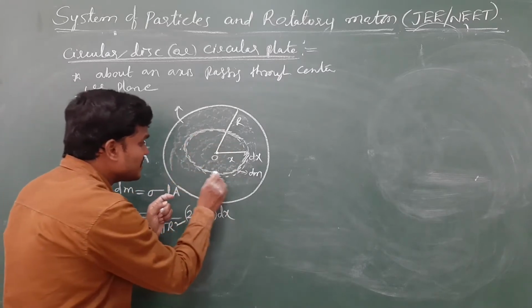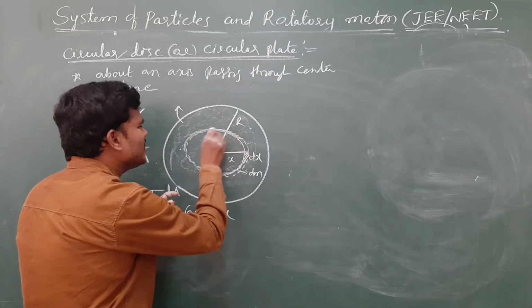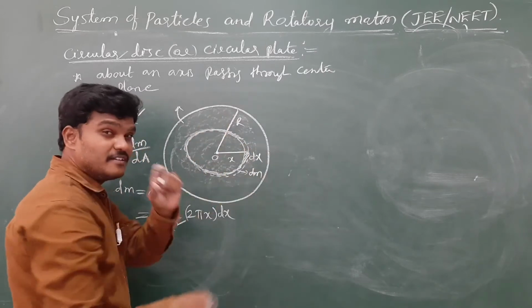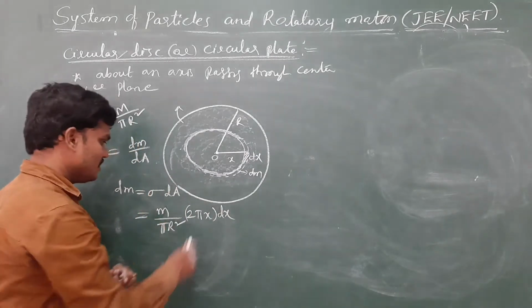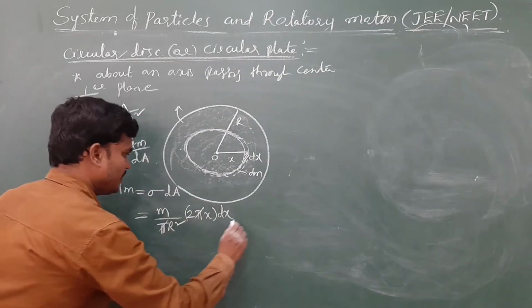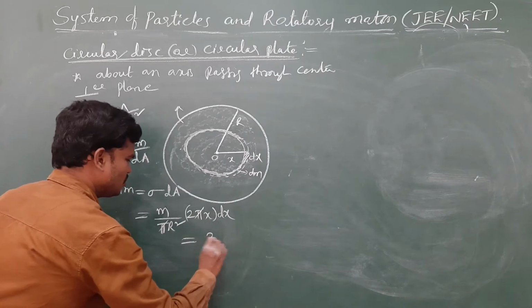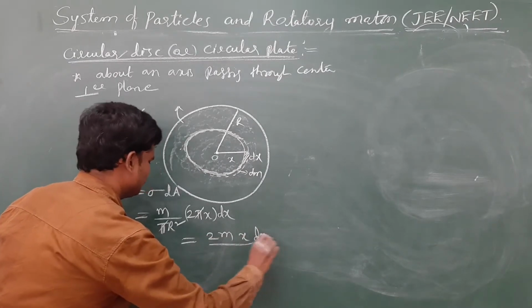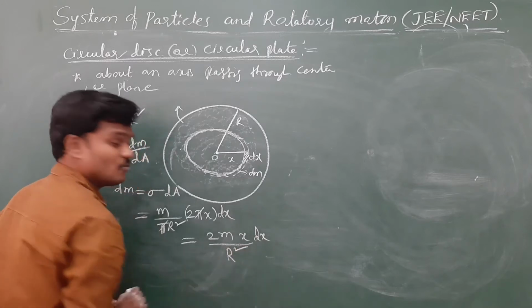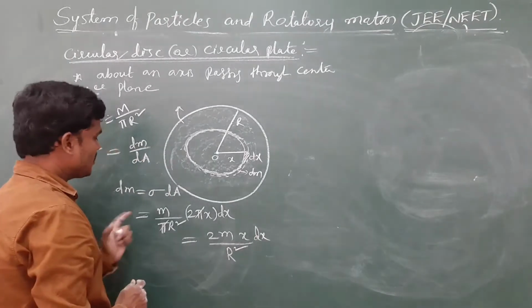So this is the shaded part. The area of the shaded part is length times thickness. Length is 2 pi x and thickness is dx. Now you can strike off pi and pi. You will get the mass dm as 2 m x dx by r square. So I got the small part.